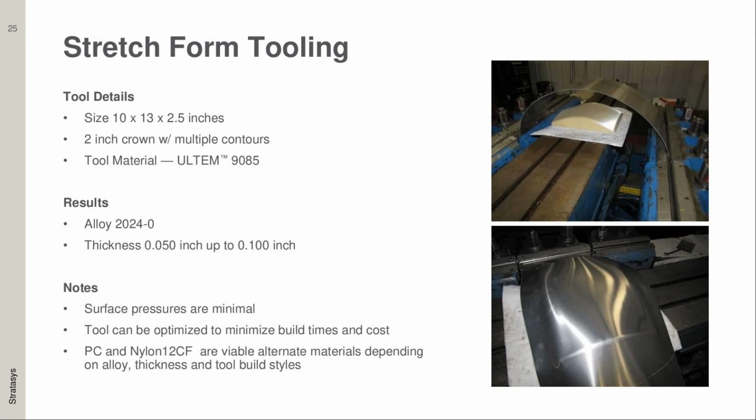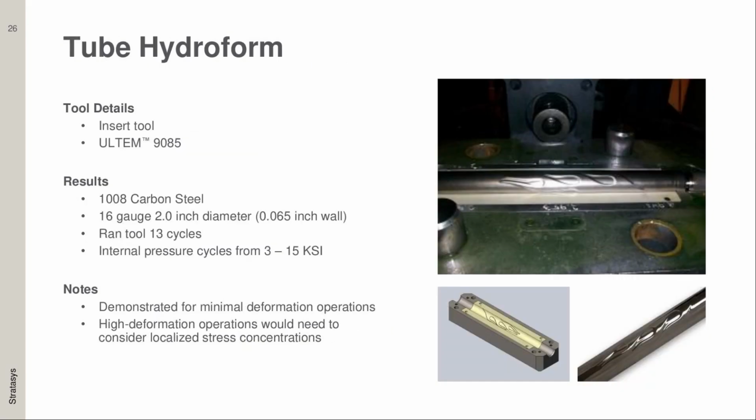This is a 10 by 13 inch tool with a 2-inch crown, and it used alloy 2024-0 material. With stretch form tooling, the surface pressures were minimal, so you could get away with an even less exotic material than, say, Ultem or Nylon 12. And you can optimize it again, but it just depends on how much pressure is being applied. So polycarbonate, Nylon 12, even Ultem 985, those are all great materials for this application.